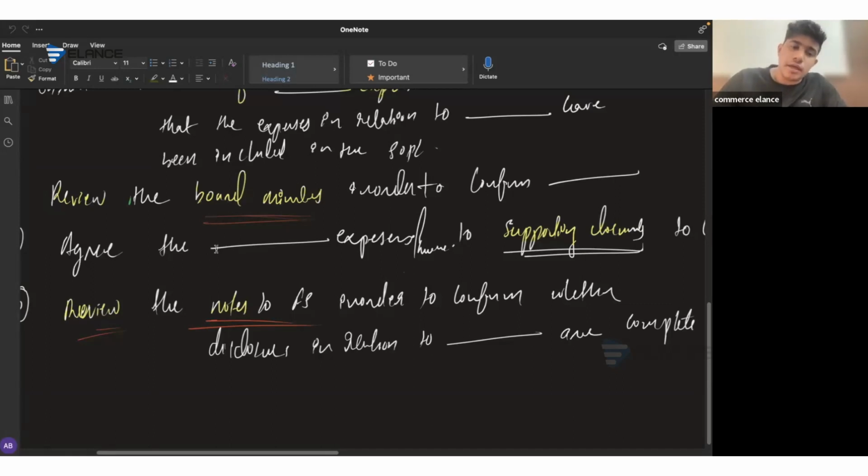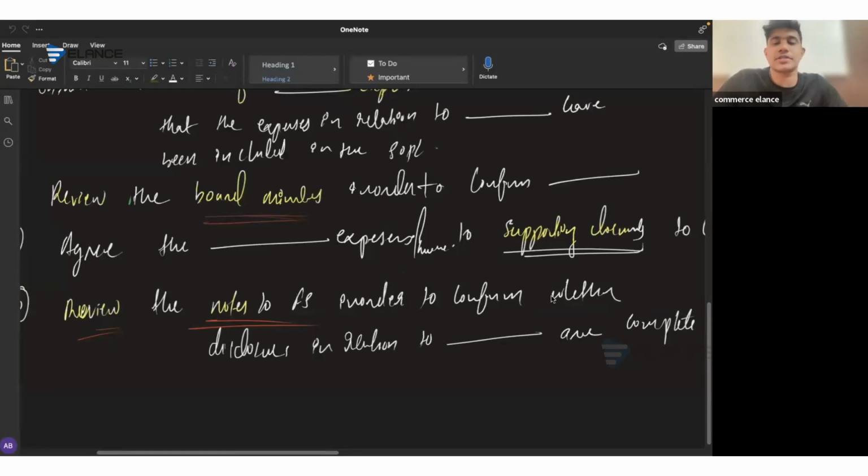If you want to agree any of the expenses to supporting documents, you can always do that. You can agree expense to supporting documents, but you should never use the term supporting documents. Instead, that should be specific. Say, for example, agree a sample of sales in the general ledger to the supporting documents such as sales invoices and sales orders in order to confirm the occurrence.